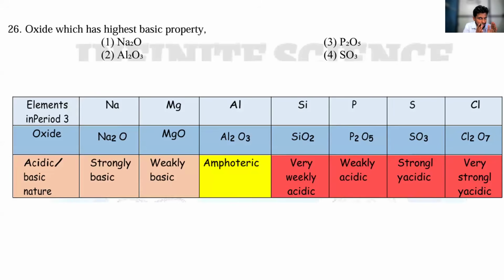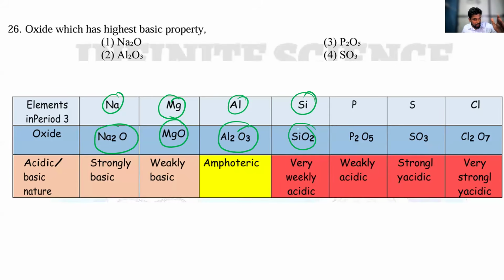Oxide means that when an element combines with oxygen, for example sodium, when it joins with oxygen, it is considered an oxide, that is sodium oxide. Magnesium gives magnesium oxide. Aluminium gives aluminium oxide. Silicon gives silicon oxide. When they join with oxygen, they are considered oxides. That is not the matter here.